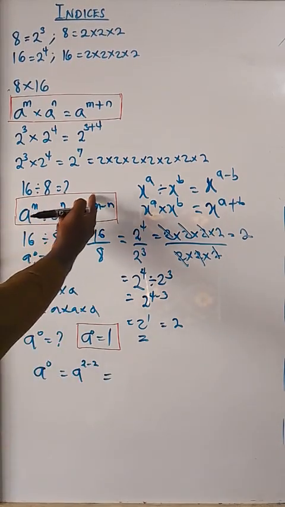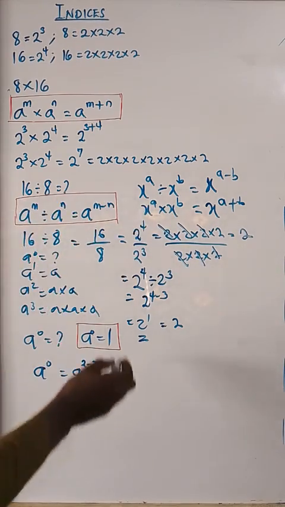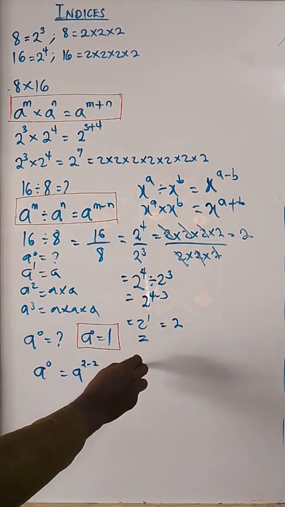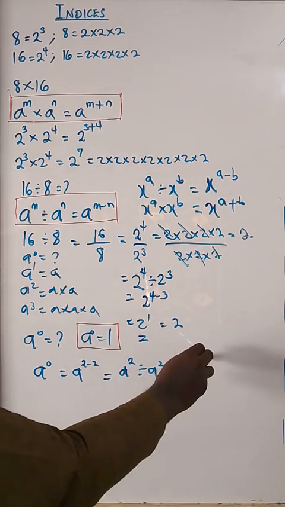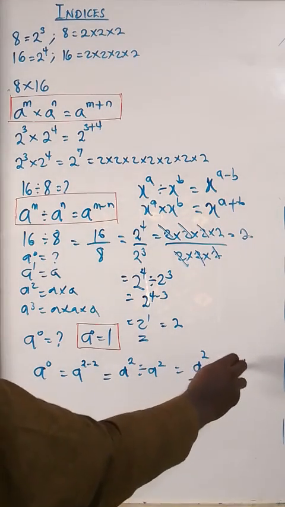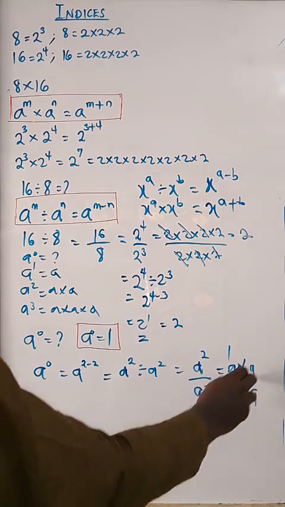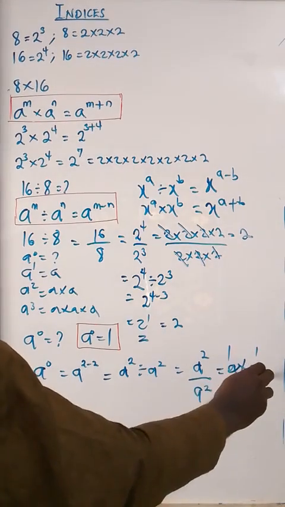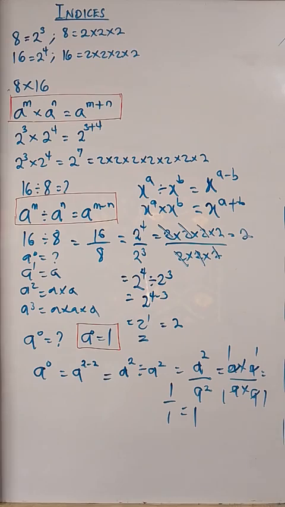If we have a raised to power n minus n, we can write it as a raised to power n divided by a raised to power n. So this is a raised to power 2 divided by a raised to power 2. And I can write it as what? a times a over a times a, which is 1. So if you raise any number to 0, the answer is always 1.